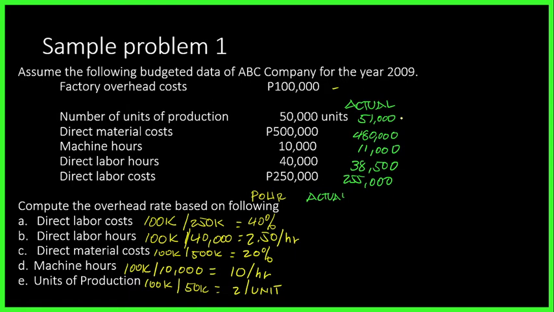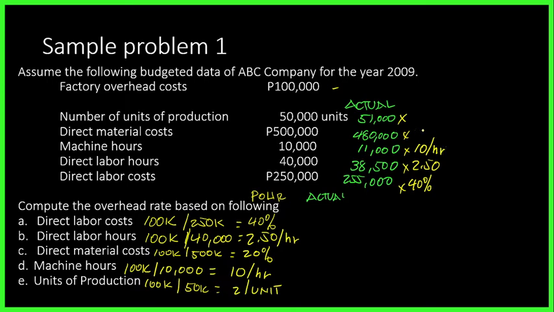Okay, there you go. So we simply multiply this by our application rate, and you will get your applied. So based on direct labor cost, this will now be 40%. Okay, and then based on direct labor hours, you don't have to do all of this, because in practice, you will just choose one predetermined overhead rate. But anyway, for discussion purposes, we'll compute lahat na lang. Your machine hours is 11,000, and that's your rate, 10 per hour.